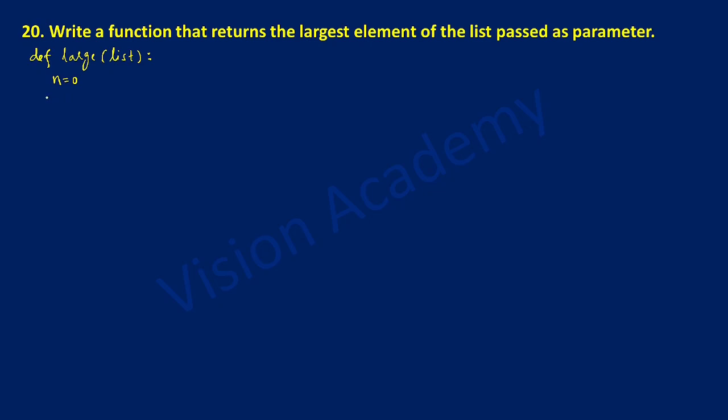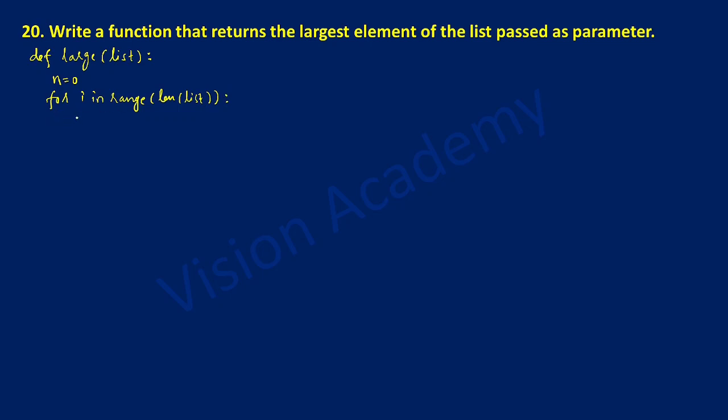So next I'm going to use the iterative statement for i in range. Here I'm going to use the built-in function len of list, which means it is going to iterate through all the elements of the list, and here we'll put colon as per the syntax of the for loop.